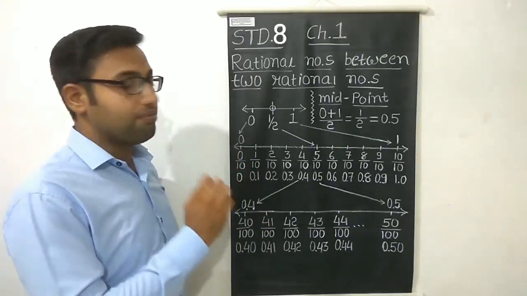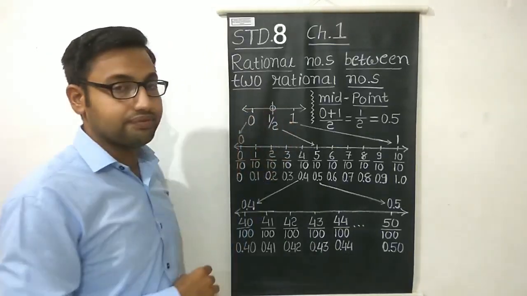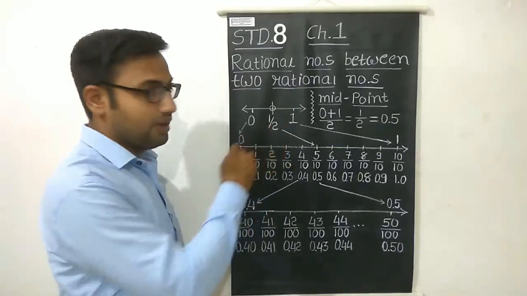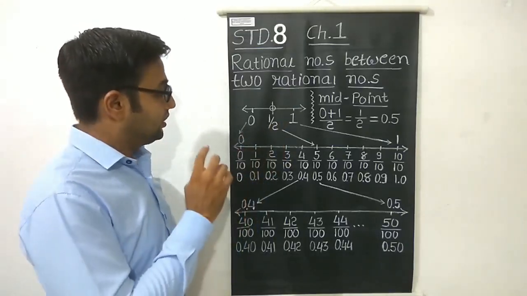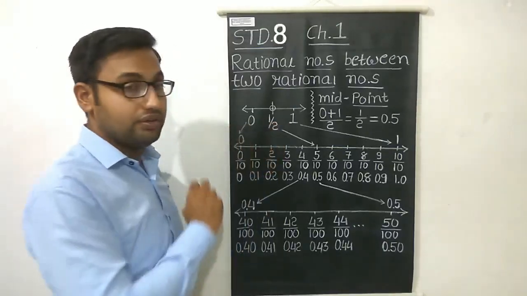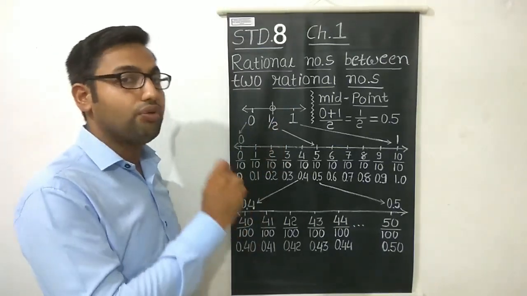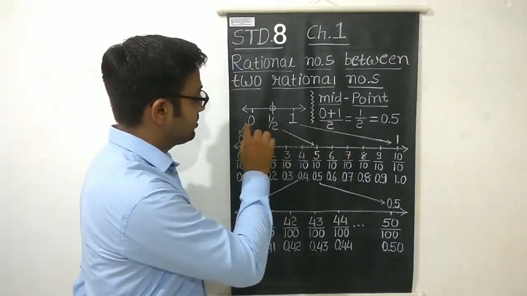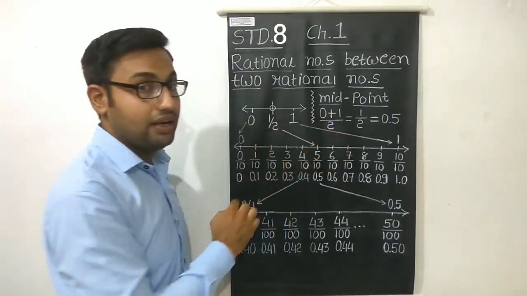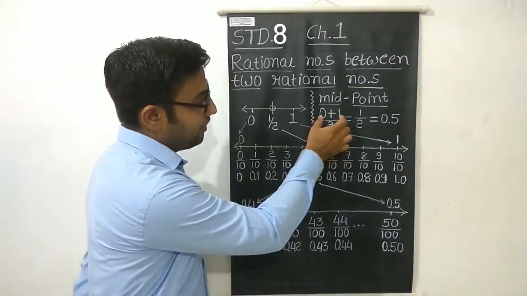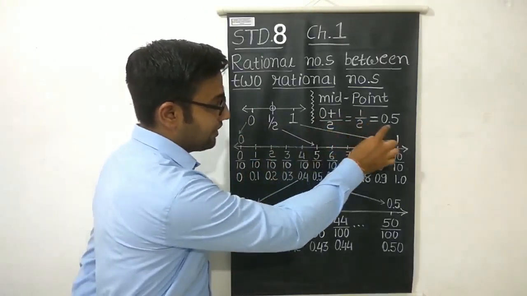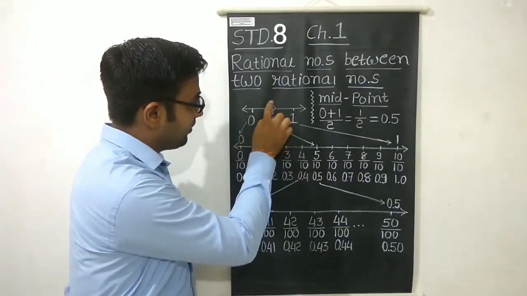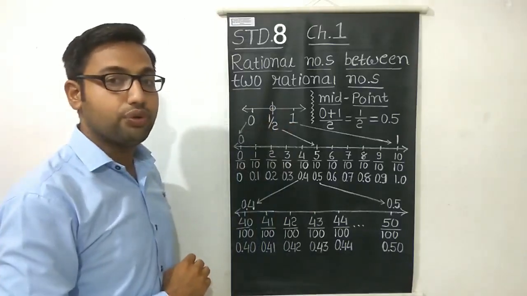Suppose there are two numbers on the number line, 0 and 1. Right. So is there any number between 0 and 1? Yes. What is the mid value of 0 and 1? To find the mid value of 0 and 1, we have to add these two numbers, 0 and 1, and then divide by 2. So here we will get 1 by 2, that is equal to 0.5. So between 0 and 1 we get one number, that is 1 upon 2.